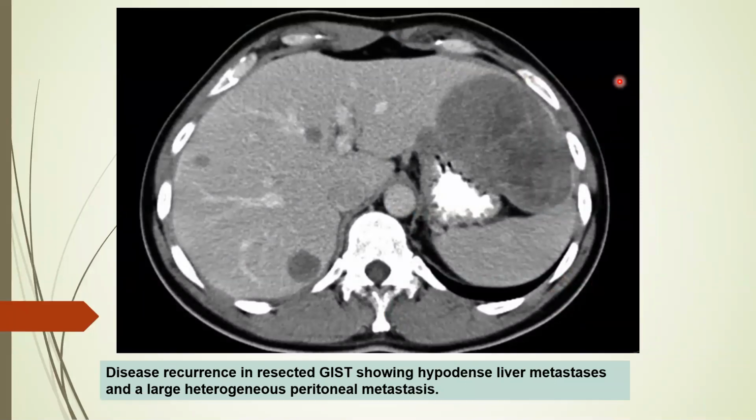This case is a recurrent GIST. On the recurrence, as I mentioned, it usually occurs as metastatic disease in the liver or the peritoneum. This is multiple liver secondaries and a large peritoneal deposit.